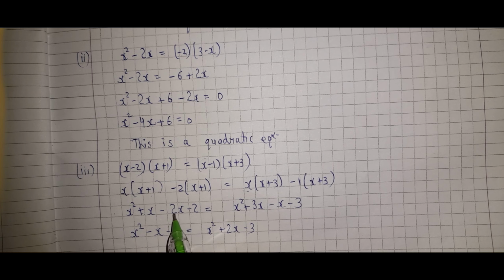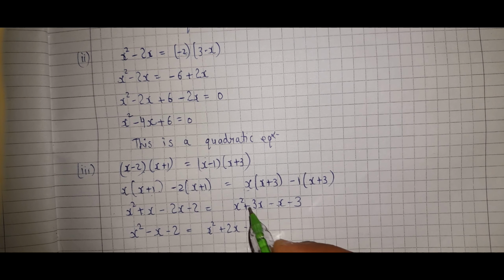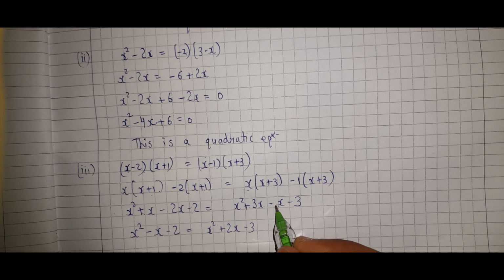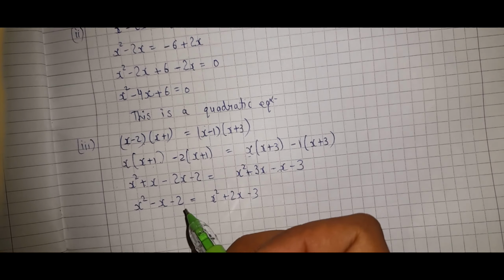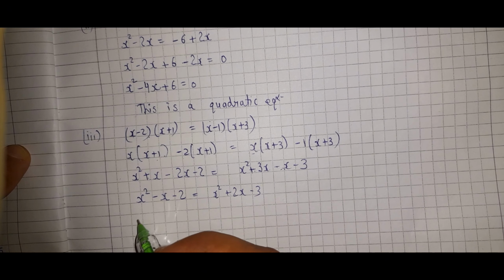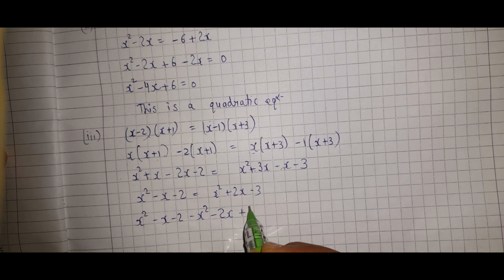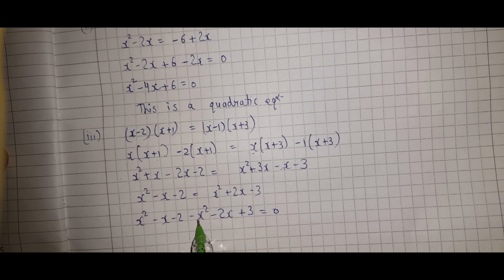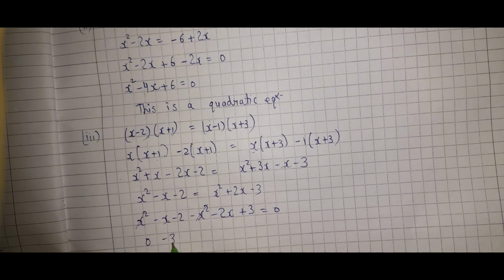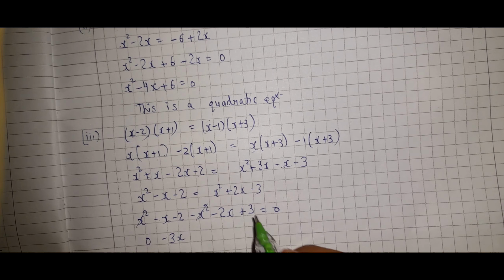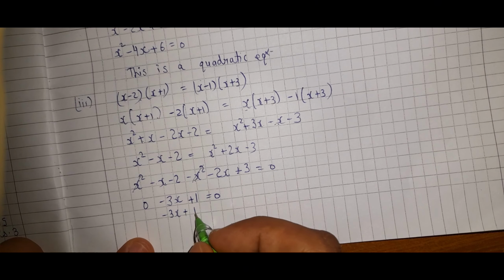Now plus x minus 2x becomes minus x, plus 3x minus x will become plus 2x, because plus minus is minus, so plus 3 minus 1 becomes plus 2 and plus 1 minus 2 will become minus x. Then taking the whole to the left hand side, it will become minus x square minus 2x plus 3 equals to 0. x square minus x square cancel out each other, that is 0. Minus x minus 2x becomes minus 3x. Minus 2 plus 3 becomes plus 1 equals to 0. That is minus 3x plus 1 equals to 0.